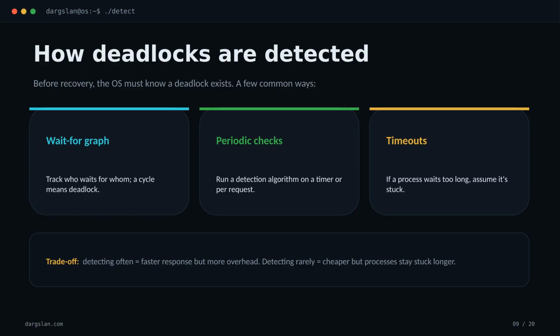So how does the OS even know a deadlock has happened? There are 3 common approaches. The cleanest is a wait-for graph, where the system tracks which process is waiting on which resource. If those arrows form a cycle, you've got a deadlock. Alternatively, the OS can run periodic checks on a timer, or simply use timeouts, assuming that any process waiting too long is probably stuck. The trade-off is really about frequency. Check often and you catch deadlocks fast but pay in overhead. Check rarely and it's cheap, but processes sit frozen longer.